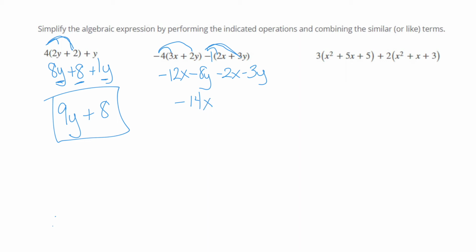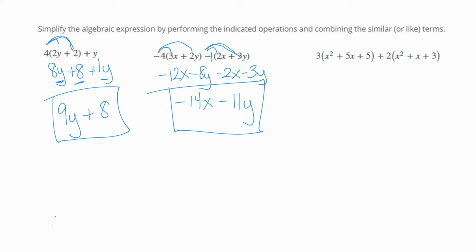All right, what do you think for the next, the y term? We have a negative 8 and a negative 3. They both have the y, they're like terms. What is negative 8 and a negative 3 going to get you? Negative 11. All right, there we go.